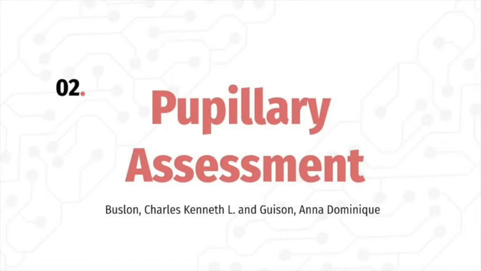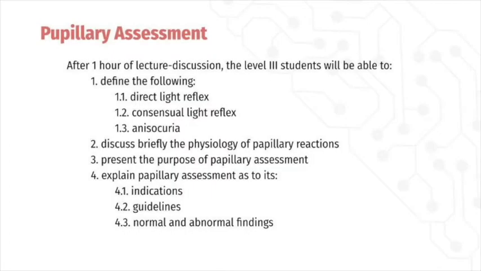Let's now move on to the next topic, which is pupillary assessment. So for the objective of this topic, after 1 hour of lecture discussion, the level 3 students will be able to, first, define the following terms: direct light reflex, consensual light reflex, and anisocoria.